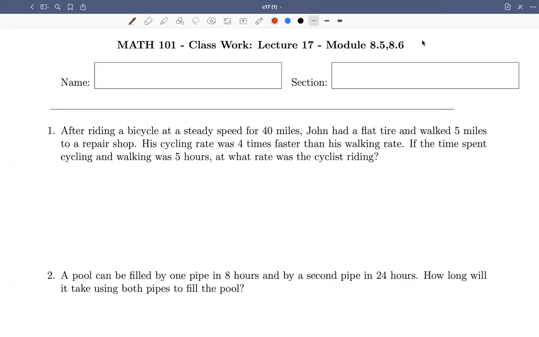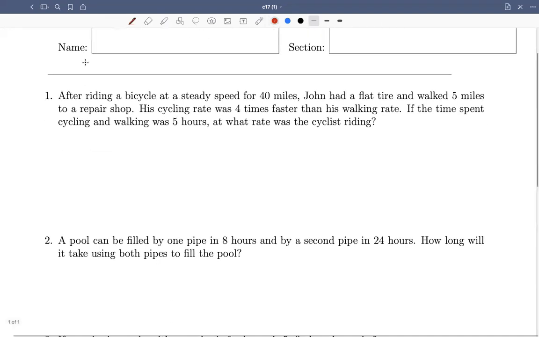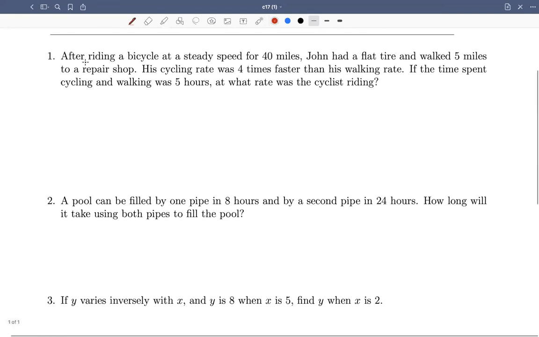Classwork 17. That's the first question. After riding a bicycle at a steady speed for 40 miles distance, we're still going to use the distance formula. John had a flat tire and walked 5 miles to a repair shop. So when he bicycles, his cycling rate, which is his speed, was 4 times faster than his walking speed.